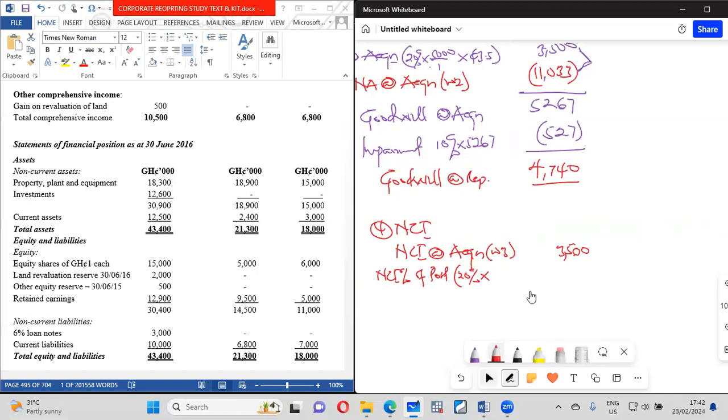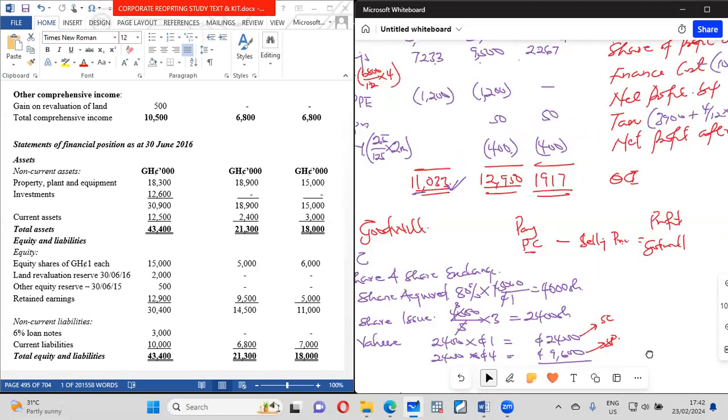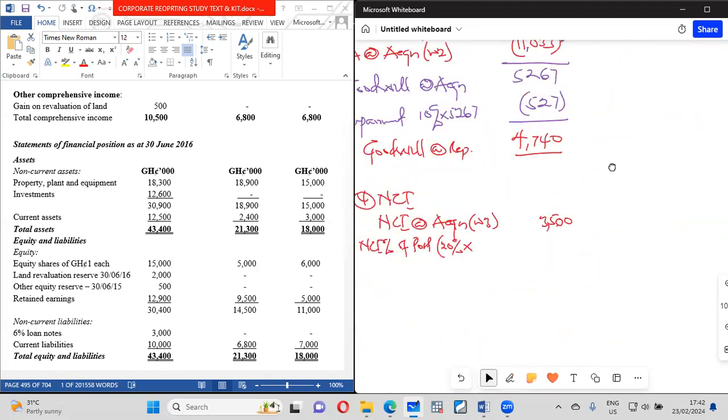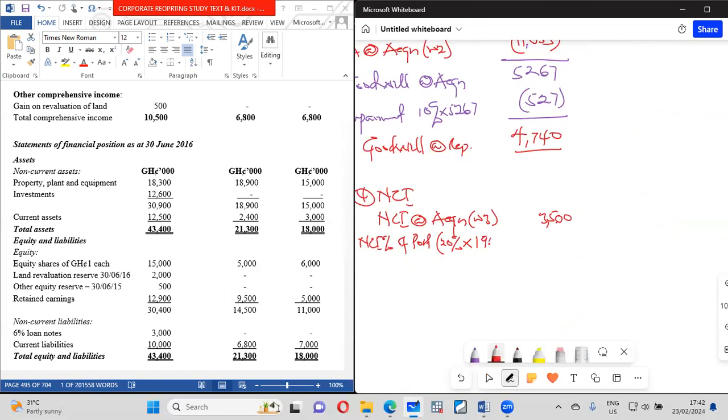How much is our post acquisition? 1917. So 1917. All right, how much would that give us? 1917 gives us 383.4. Then NCI share of goodwill impairment. Since the fair value method was used. If the proportionate was used, we won't share it to the NCI. Everything will go to the workings 5. So this one is 20%, and our impairment is 527.